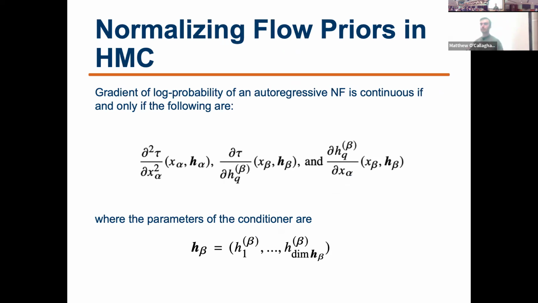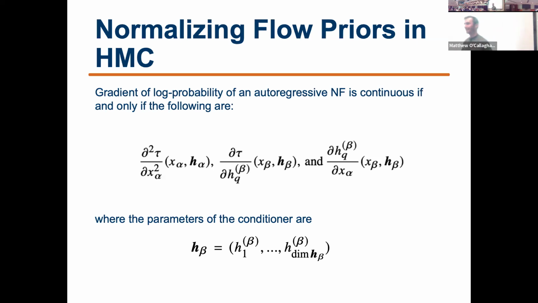What we really need to do is look at the transformer. Remember, the transformer is the bijection itself, and the conditioner is the neural network which spits out the parameters of that transformer. So we need the transformer to be second order continuously differentiable with respect to the first parameter. We also need the transformer to be first order continuously differentiable with respect to the outputs of the conditioner. And finally, we need the conditioner to be first order continuously differentiable with respect to x alpha. It's important to notice, as included in the last slide, that x beta has to be greater than x alpha because the conditioner depends only on values less than beta.